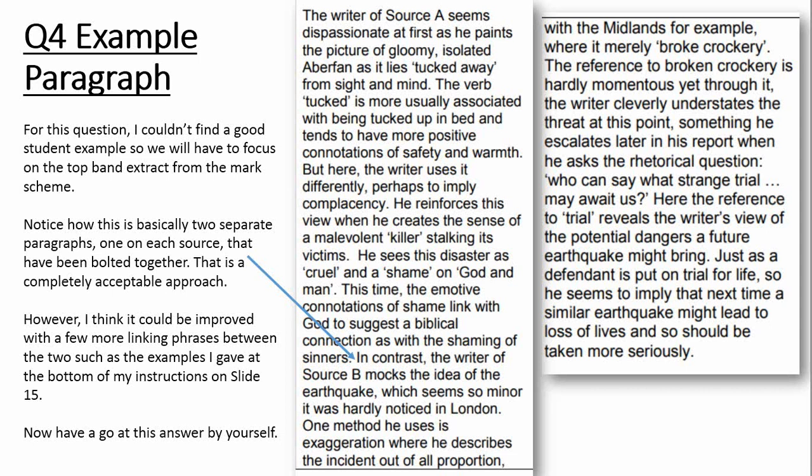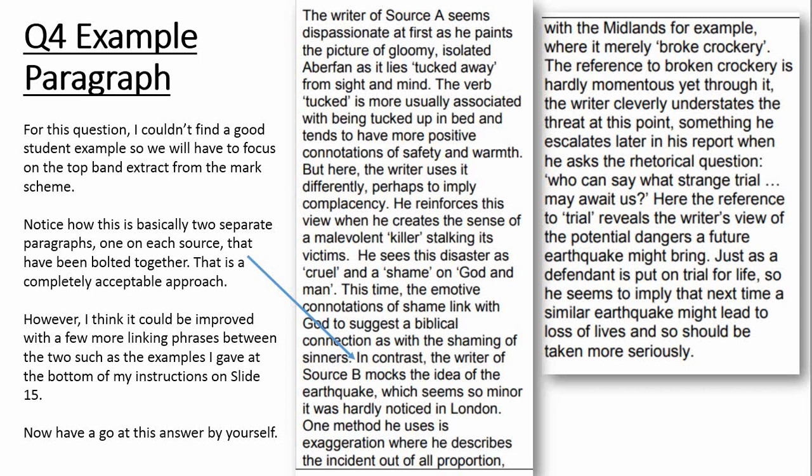So it says, in contrast, the writer of source B mocks the idea of the earthquake, which seems so minor it was hardly noticed in London. One method he uses is exaggeration. Of course, being good literature students, you would all substitute that for hyperbole. But where he describes the incident out of all proportion, with the Midlands, for example, where it nearly broke crockery. The reference to broken crockery is hardly momentous, yet through it the writer cleverly understates the threat at this point, something he escalates later in his report when he asks the rhetorical question, who can say what strange trial may await us?